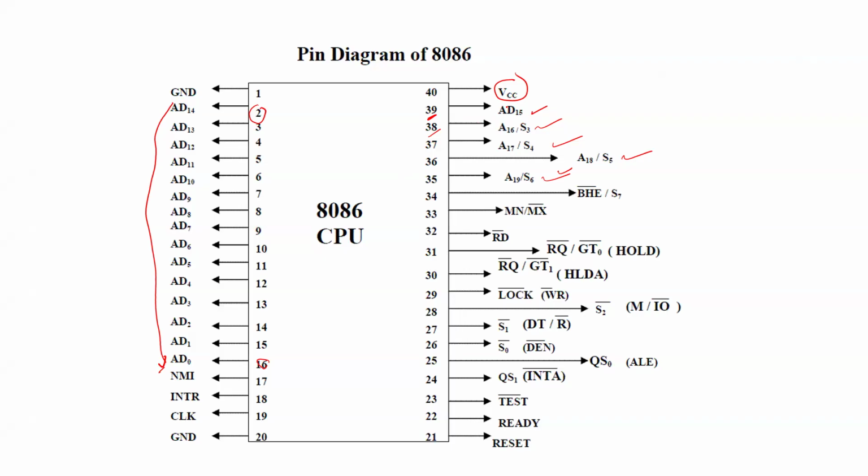That means this bus is sometimes working as an address bus and sometimes working as a data bus. So the lower byte data are transmitted through the lines AD0 to AD7, and the higher order byte data is transmitted through AD8 to AD15.